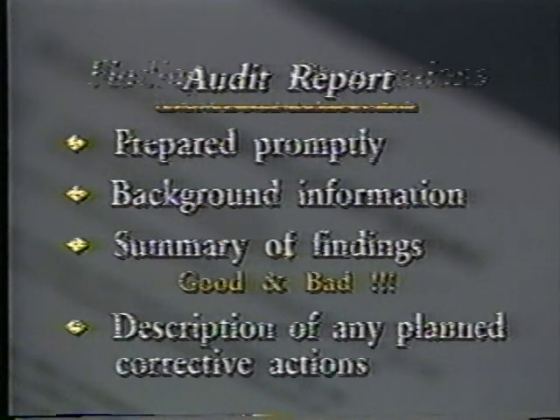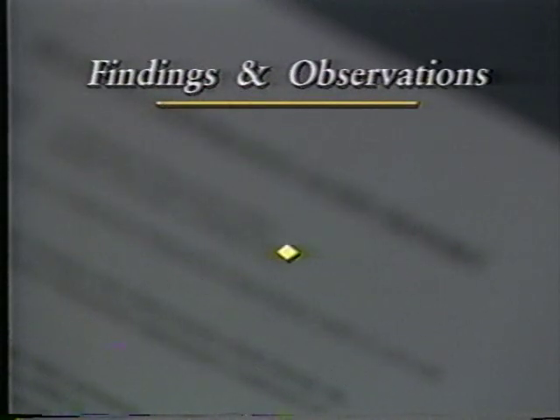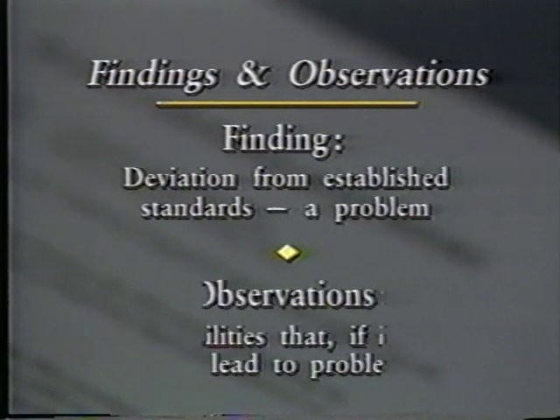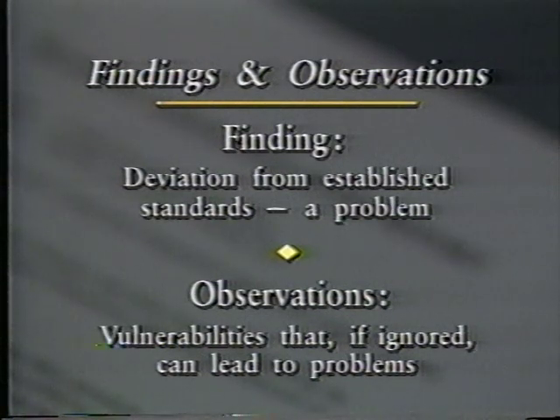The body of the report should be a detailed list of your findings and observations. The term finding generally refers to substantiated facts that indicate a deviation from established standards. In other words, a problem. Observations denote vulnerabilities that, if ignored, could eventually lead to a problem in a system or process and the resulting products. Now that you've completed your report, it's a good idea to share it with someone. After all, what good is finding opportunities for improvement if no one shares in your discovery?